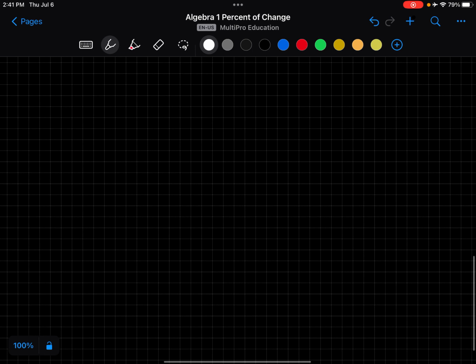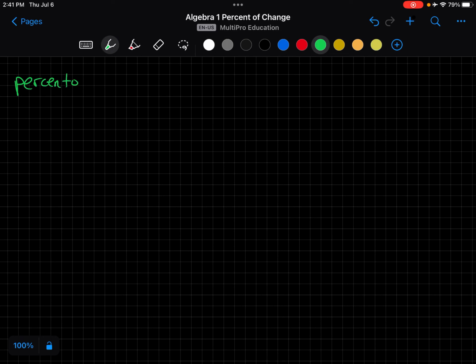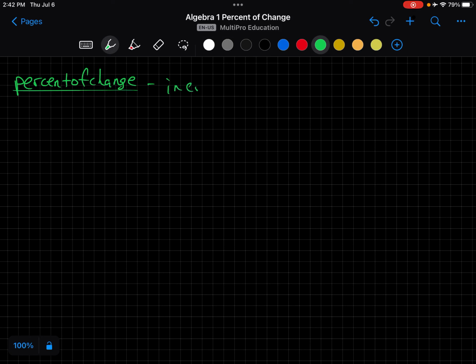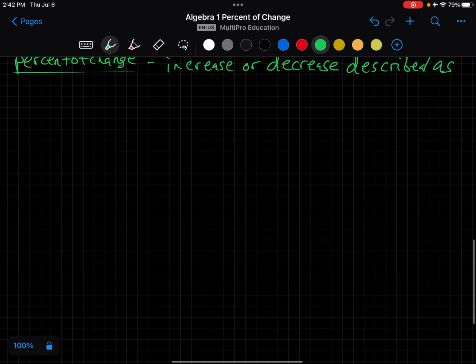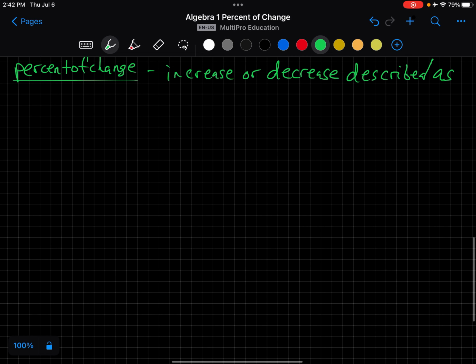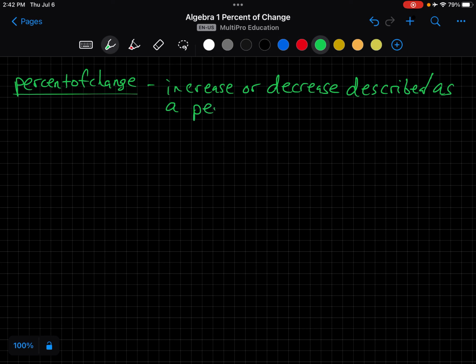Let's look at some definitions. So what is a percent of change? This is the increase, or in some cases decrease, described as a percent. Okay, and last time we talked about percents when we were doing our pre-algebra review.